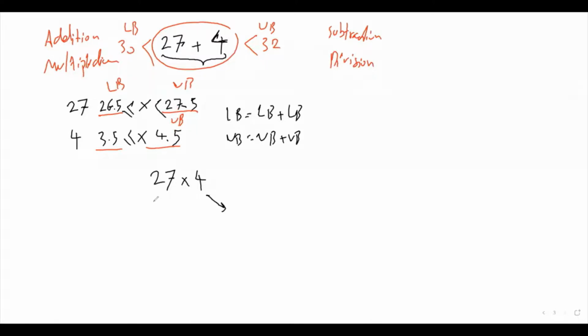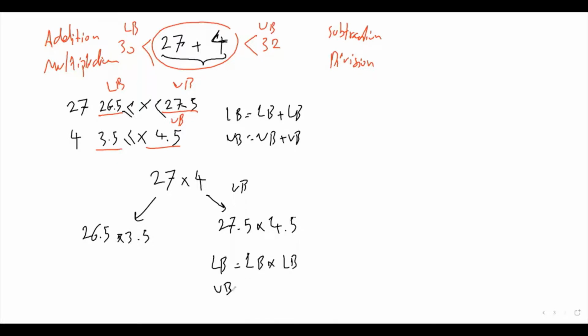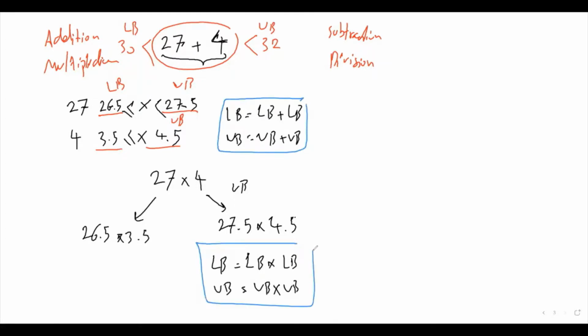And so the upper bound of this multiplication would be 27.5 times 4.5. And the lower bound, in contrast, we choose the lower bound of each one of those numbers, which is 26.5 and 3.5. As you can see, it's the same concept as addition. So if you want to get the lower bound, you take the lower bound of each one of those numbers and you multiply them together. For upper bound, you do the same thing and we're done. So addition and multiplication are quite easy, but for subtraction and division, it's a bit tricky.